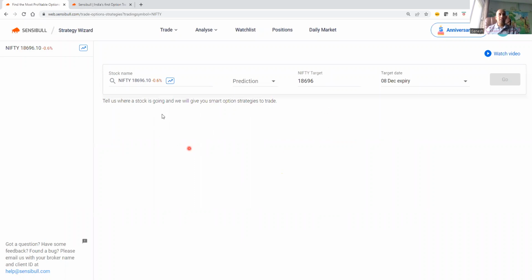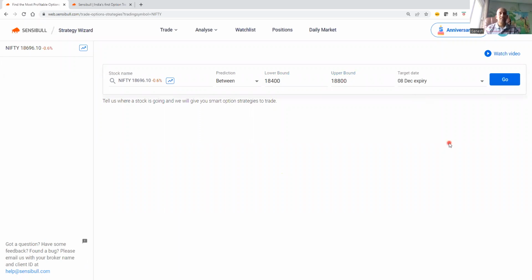So here it's telling you that you can make a prediction. Let's say I expect this week the prediction is between 18,400 and 18,800 by this upcoming weekly expiry.